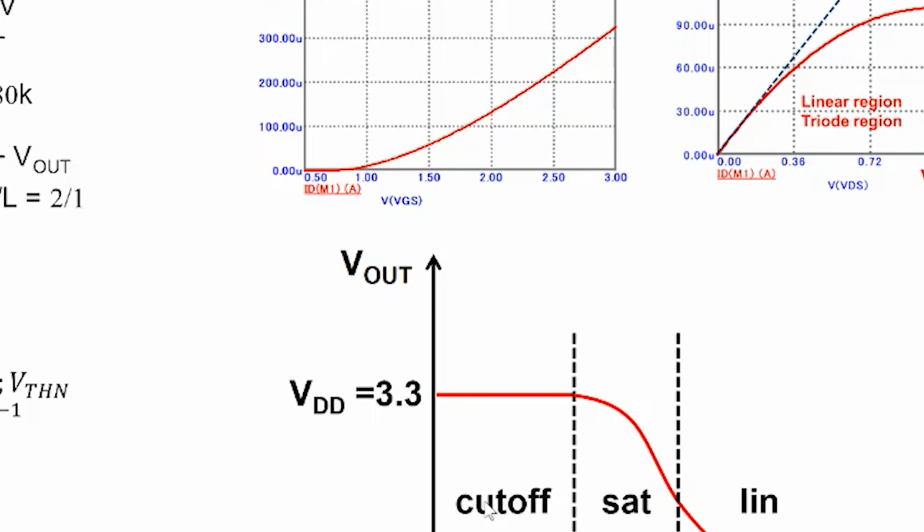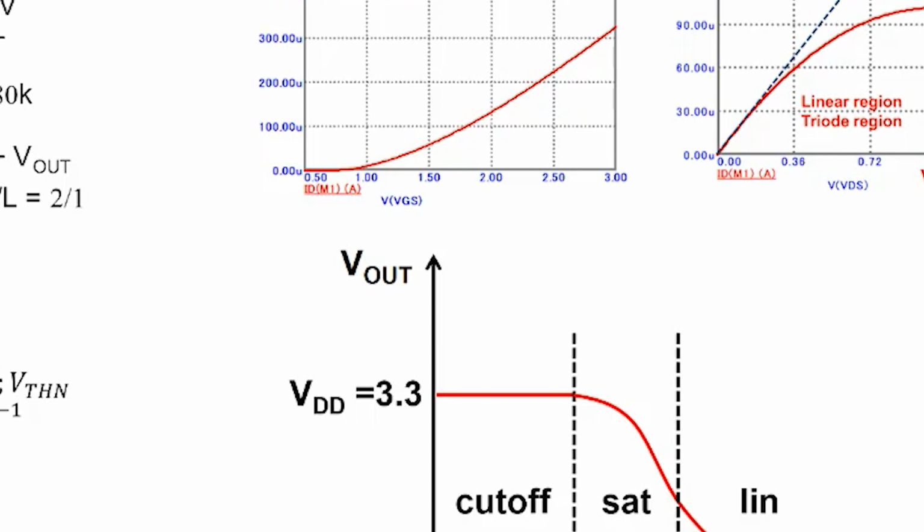So this is like cutoff. Cutoff meaning the MOSFET is in the cutoff state or open circuit mode, very low current mode here. That's what we mean by cutoff, low current mode here. It goes into saturation, then it goes into linear.